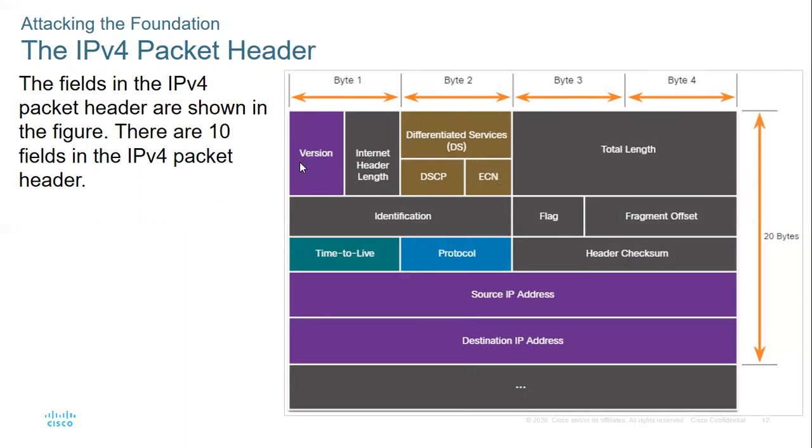So here, I think that code has to be 100. It means that we're dealing with an IPv4 packet. Then we have the internet header length. Here we have the code. Of course, we're dealing with numbers here. So this consists of the header length, the size of this header. And then you see we have the DS. Of course, this part here is for prioritizing the packets.